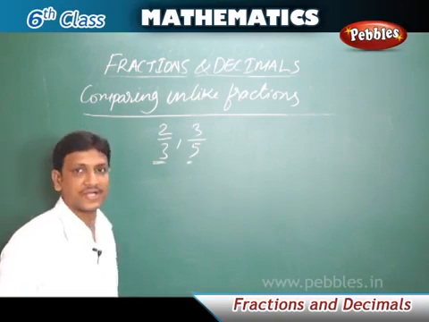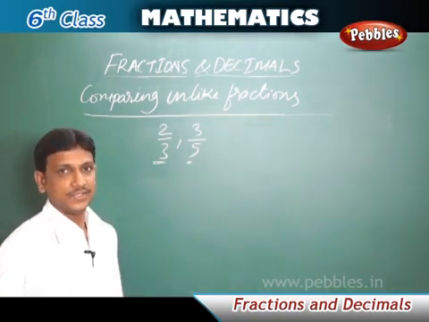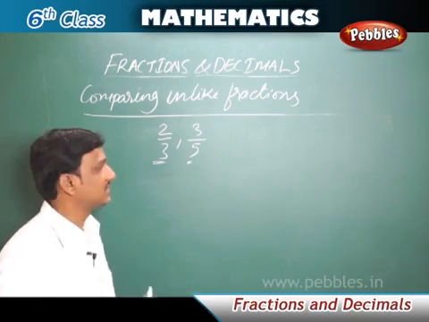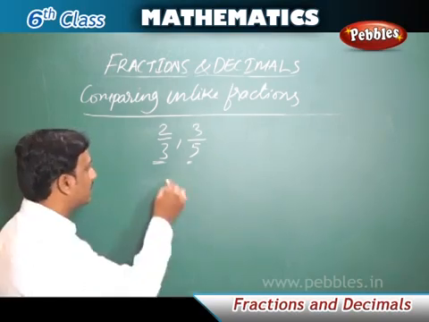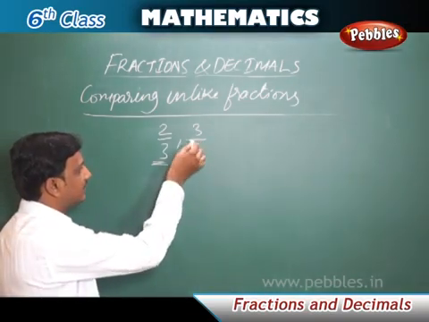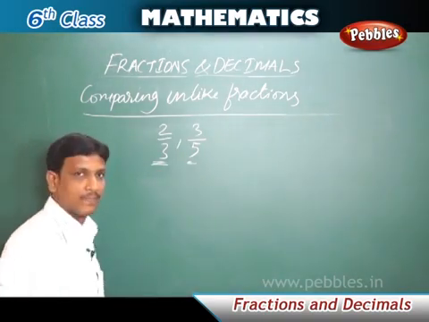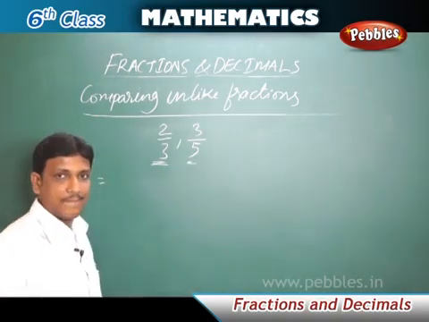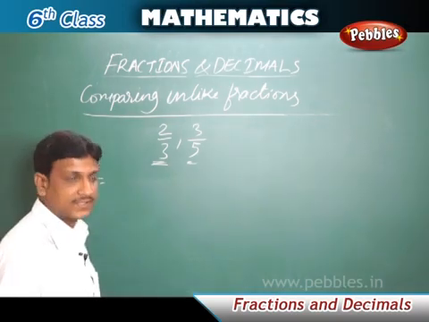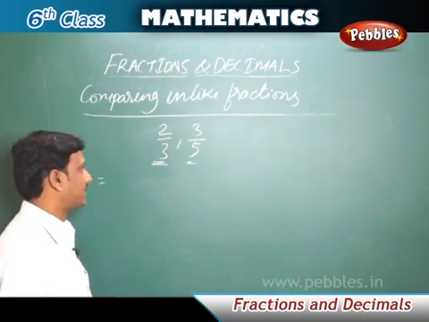In case of like fractions, the denominators will be the same, so it is easy to find out which is bigger and smaller just by looking at it. Now here both are unlike, so we cannot just tell which is bigger or smaller just by looking at them. So what do we do now? To compare these unlike fractions, first convert them into equivalent like fractions.